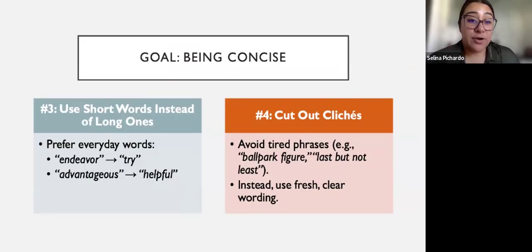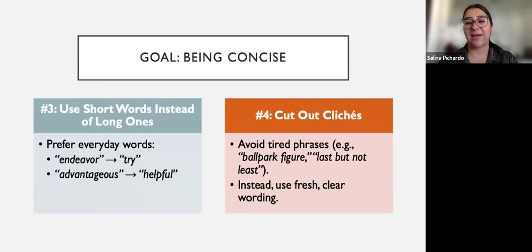You want to use short words instead of long words and then cut out cliches. So try to go for everyday words. If you don't usually use a word in your everyday vocabulary, why would you want to use it in your writing all of a sudden? So, "advantageous" becomes "helpful," "we endeavor" becomes "we are trying." It's a simple switch like that.